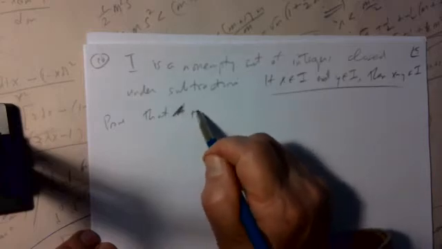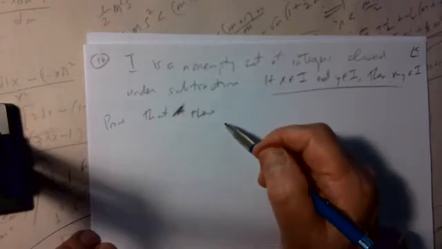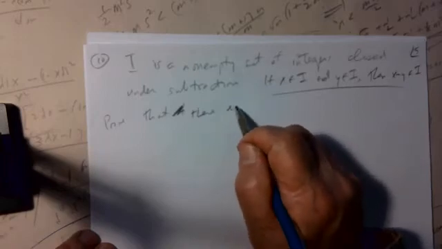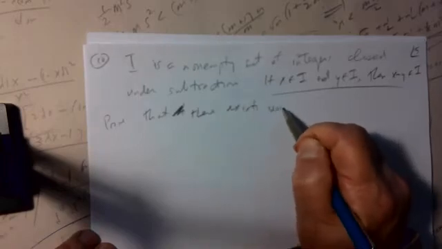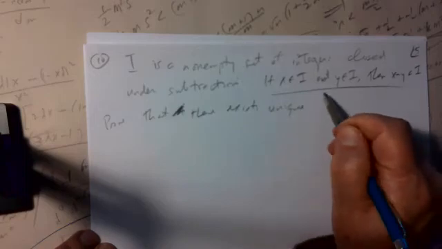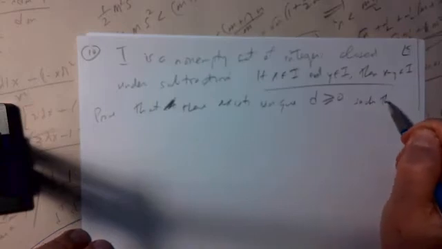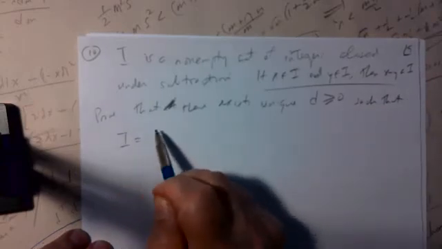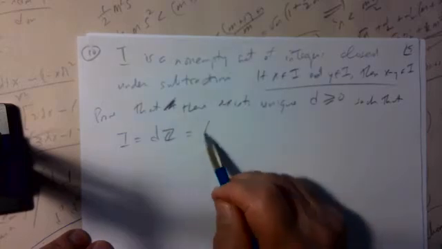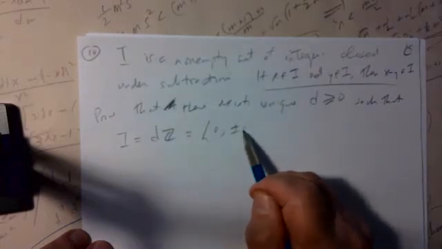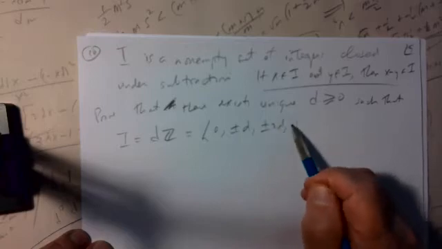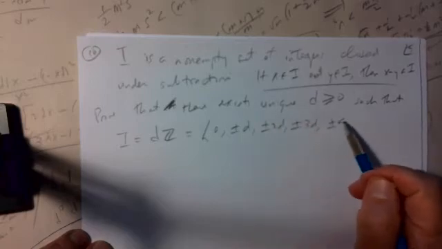Prove that there exists a unique non-negative integer d, an integer d greater than or equal to 0, such that I is dZ. This means the set of all multiples of d: 0, plus or minus d, plus or minus 2d, plus or minus 3d, plus or minus 4d, and so on forever.